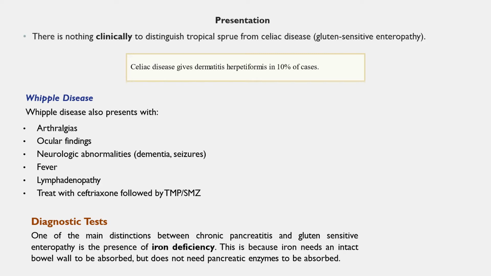One of the main distinctions between chronic pancreatitis and gluten-sensitive enteropathy is the presence of iron deficiency. This is because iron needs only an intact bowel wall to be absorbed; we do not need pancreatic enzymes. So absorption needs an intact bowel wall, but pancreatic enzymes are not necessary.